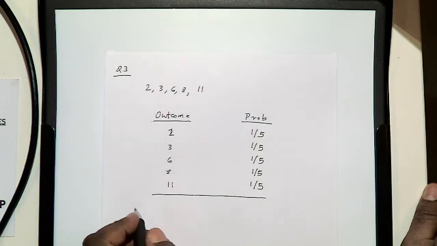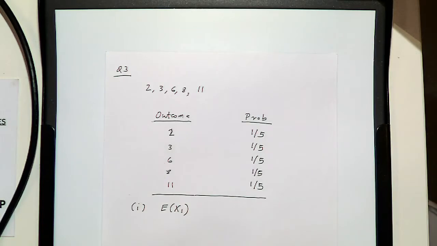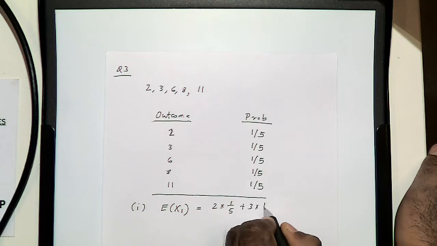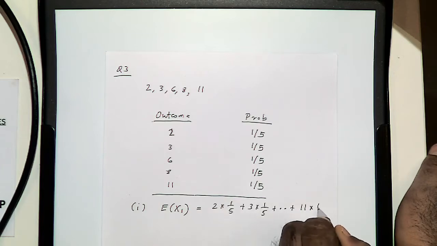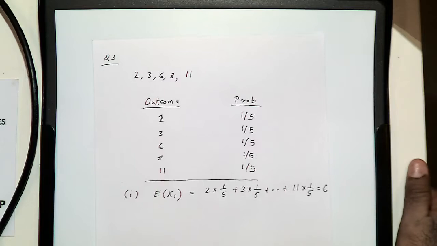So to answer the first part, which is asking for the population mean, which is the same as the expected value of x1. Using this table, it's going to be 2 times 1/5 plus 3 times 1/5 up to 11 times 1/5. And if you do the math for this, you get this equal to 6. So that's the answer to the first part.